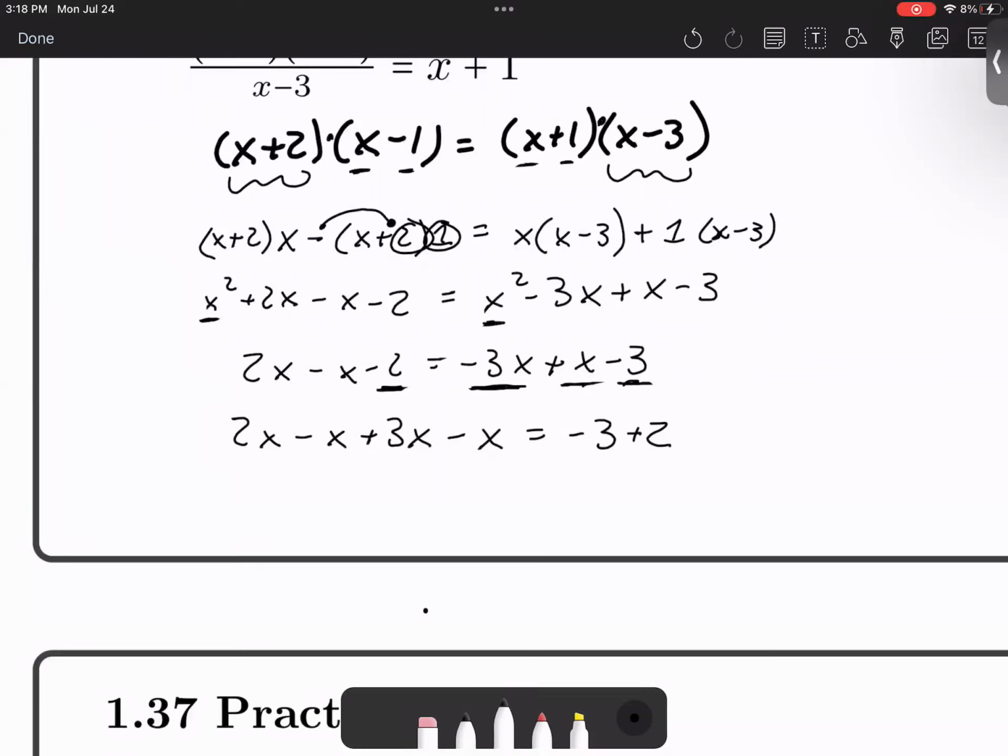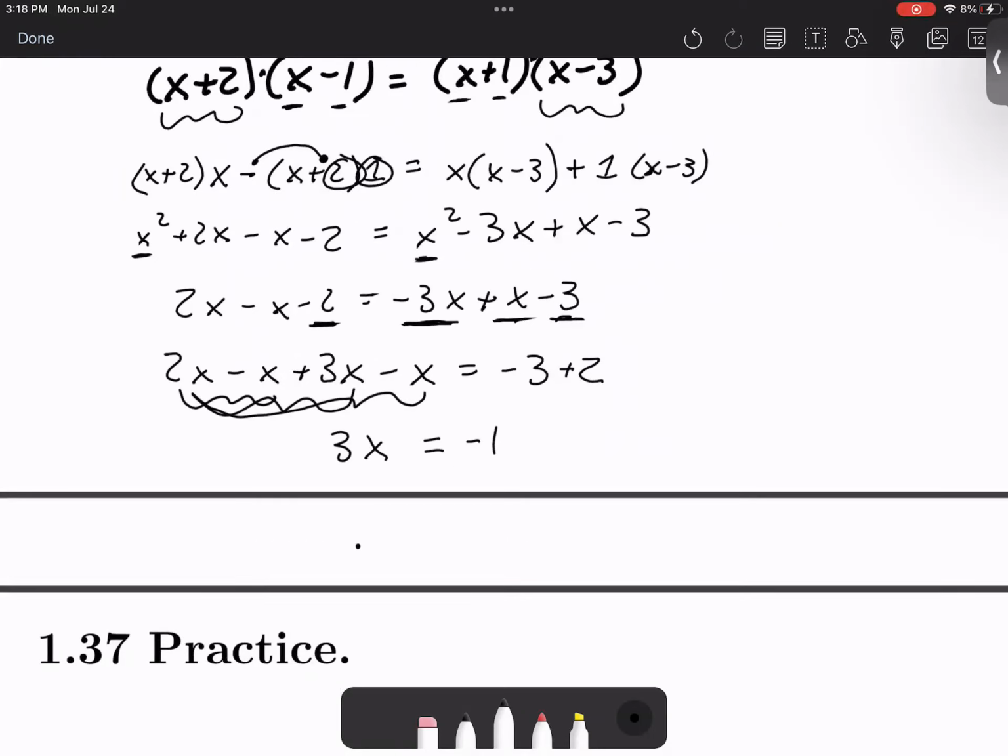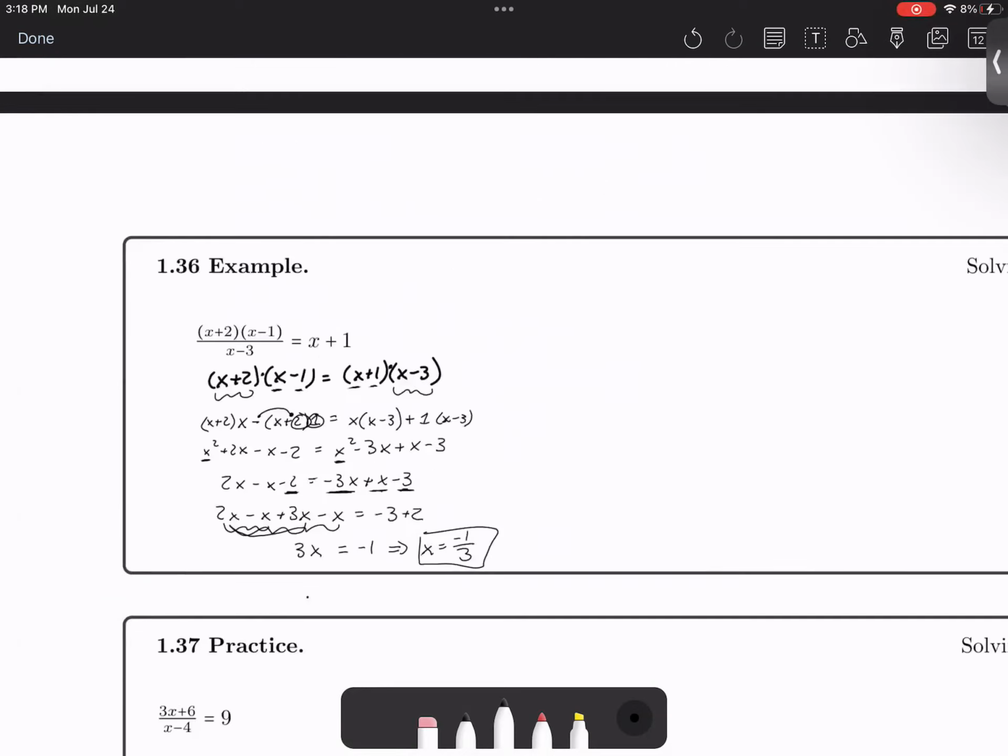All right. 2x minus x is going to be x. And then if I add 3x to it, it's now 4x. And if I subtract x, it's now back to 3x. My right-hand side is now minus 1. How do I get x by itself? I need to divide both sides by 3. x is equal to minus 1/3. Cool.